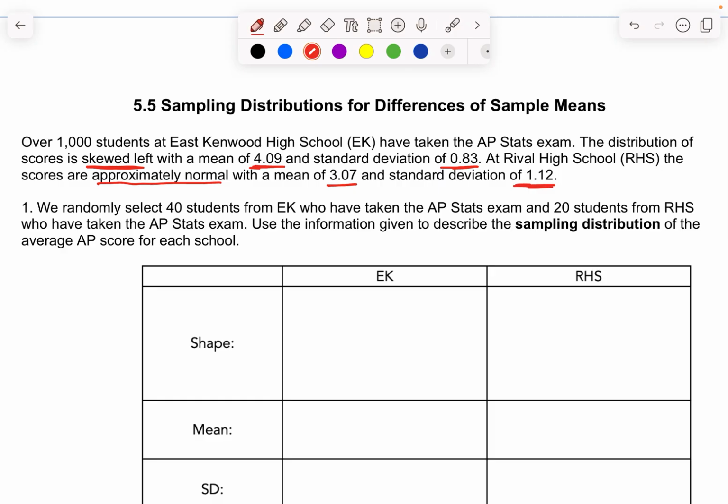of 1.12. We're going to randomly select 40 students from EK who have taken the AP Stats exam and 20 students from RHS who have taken the AP Stats exam. And then it says, use this information to describe the sampling distribution of the average AP score for each school. So we're going to start by just considering the two separate underlying distributions here, a one sample situation.